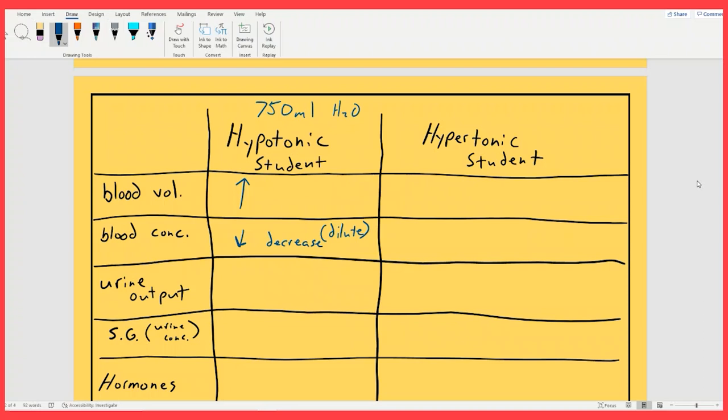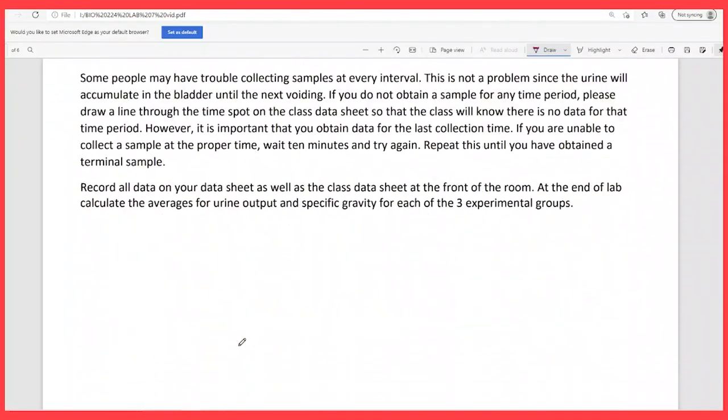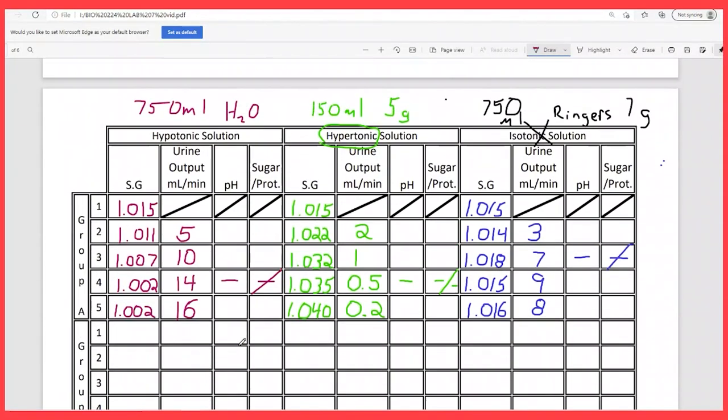So what would you expect the urine output to do? Just think about it for a minute. What would you expect the urine output to do for this person? And we don't even have to make a prediction because we can look and see what actually occurred, can't we? Because we have some data. So look at our hypotonic person on the far left here. What's happening to the urine output in mils per minute with each void of the bladder?